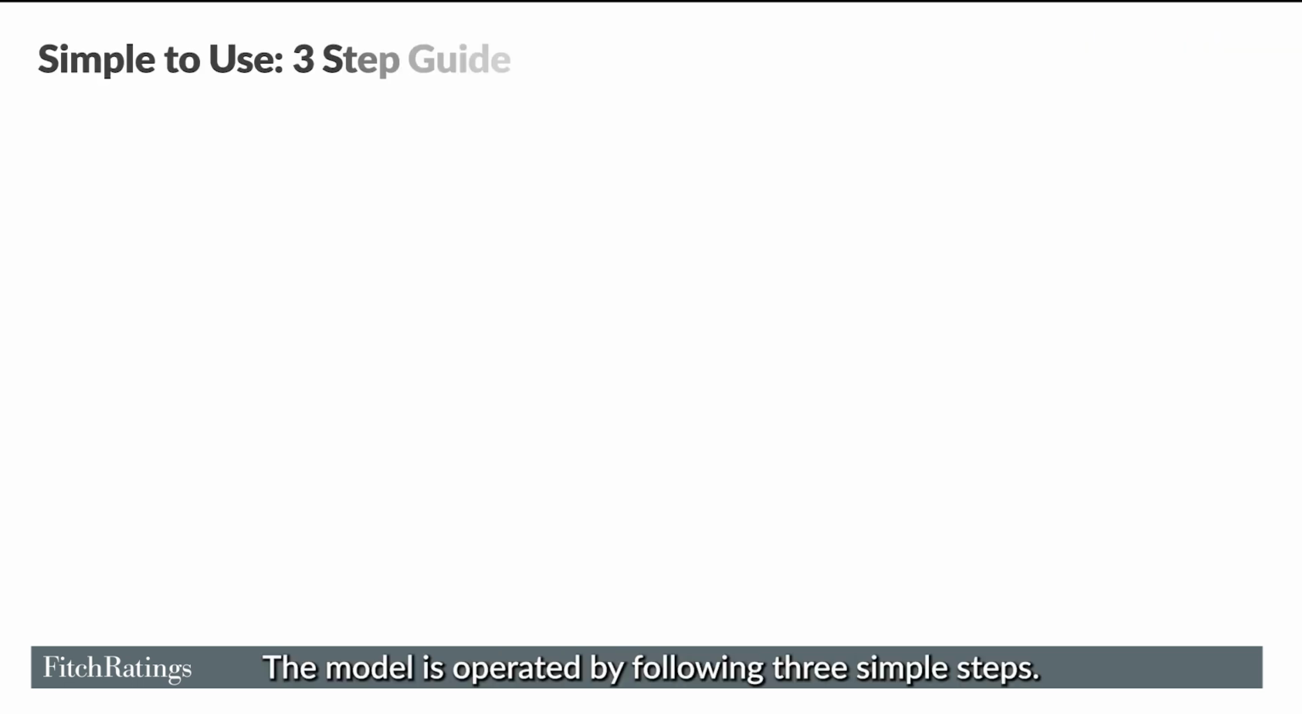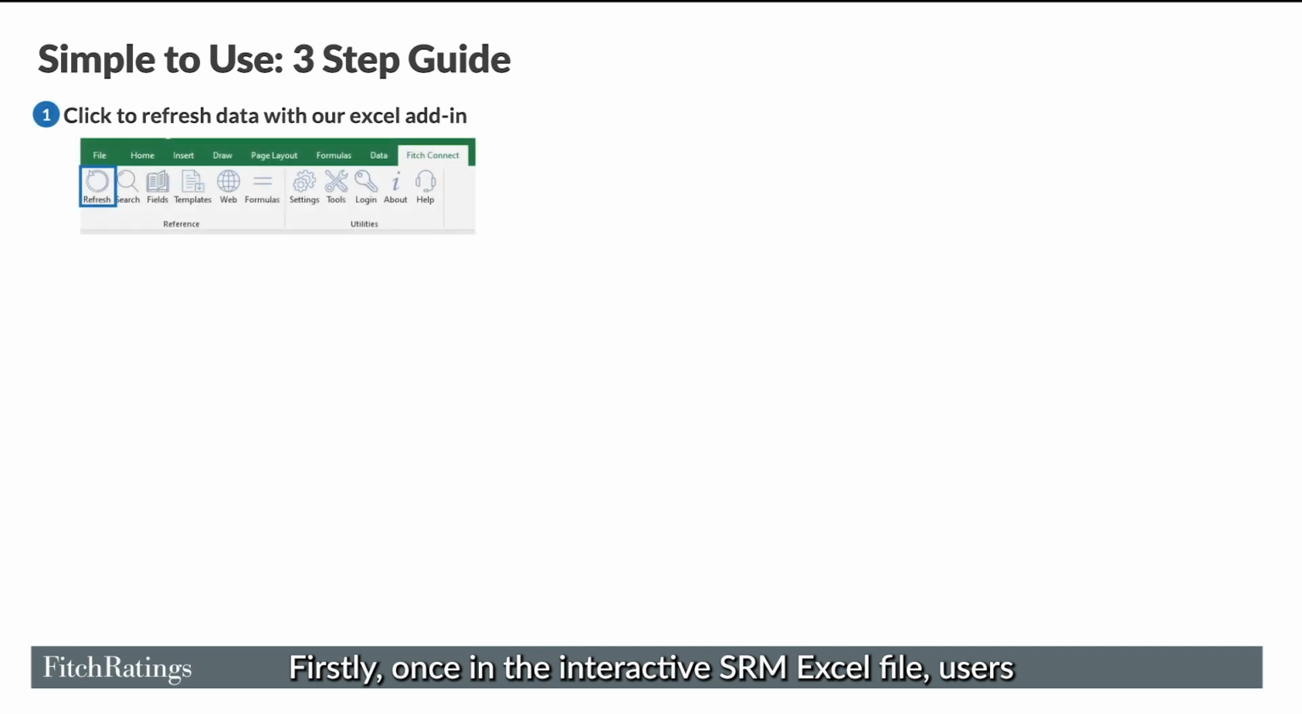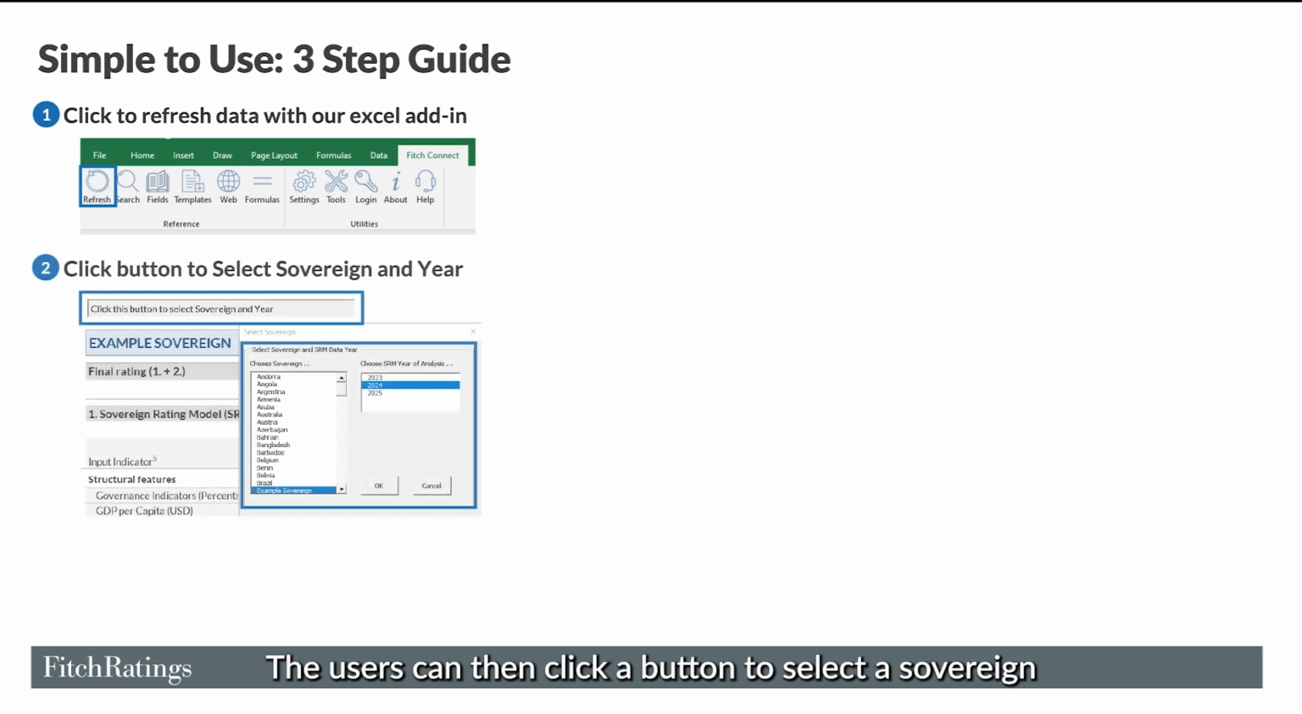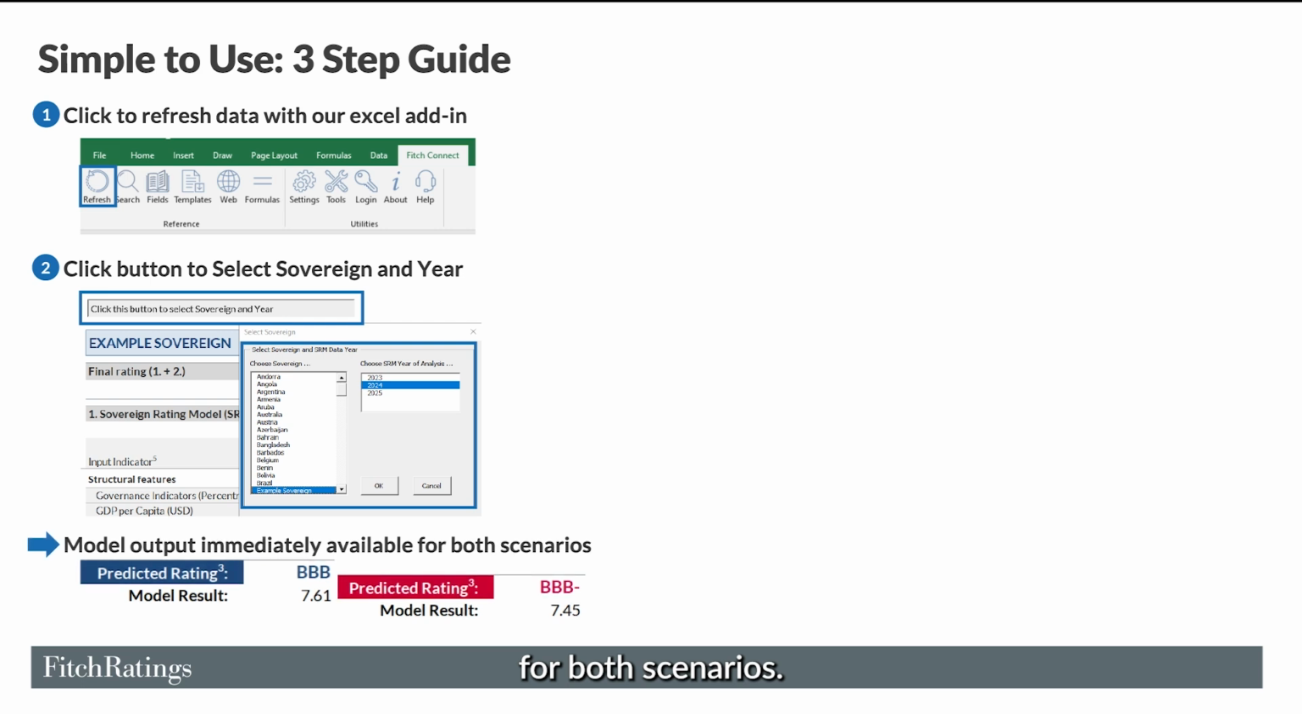The model is operated by following 3 simple steps. Firstly, once in the interactive SRM Excel file, users should click to refresh data using our Excel add-in. This brings in Fitch's latest data for all of our rated sovereigns. The users can then click a button to select a sovereign and a year of analysis. By default, the year currently used in our rating process is selected. The model output is immediately available for both scenarios.